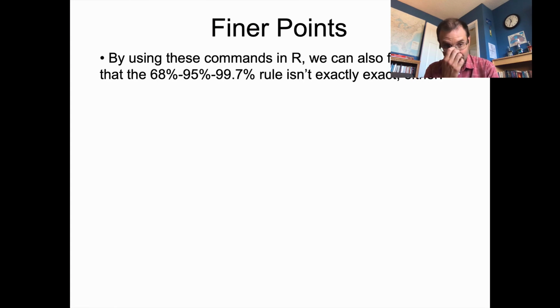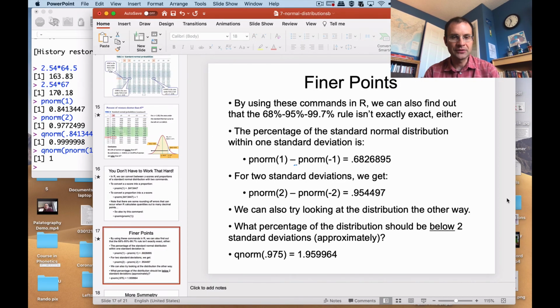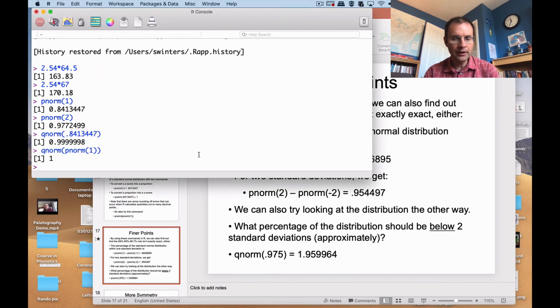All right, so some finer points as well. Just so you know, this 68%, 95%, 99.7% rule is not exactly exact. I think on the slide that first introduced those numbers, it said these are about the percentages on these sides of the standard deviations for these distributions. So here's the way it looks in R.